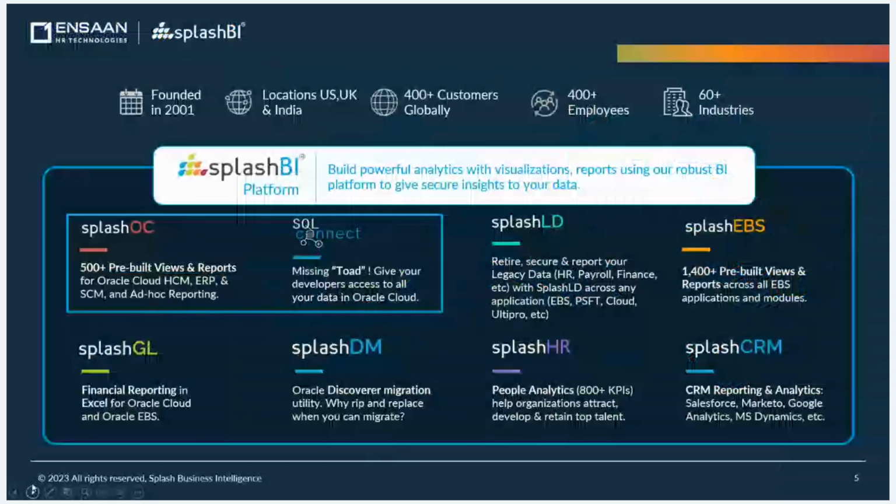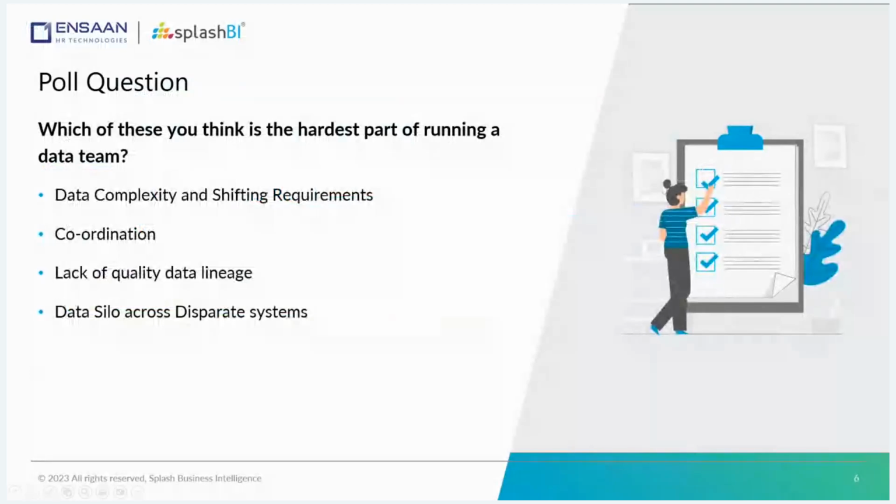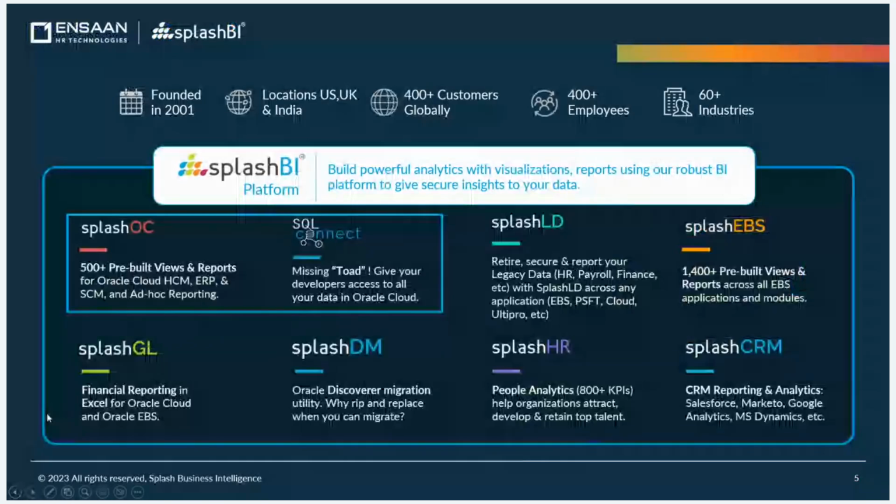Briefly telling you about Splash BI. Founded 21 years ago, I do apologize, thought we'd remove that. Founded 21 years ago, locations in the US, UK and India, and we have partners all over the globe, and Ensan and Square One are our major partners in the Middle East. 400 plus customers globally, 400 employees, and we work across every industry.